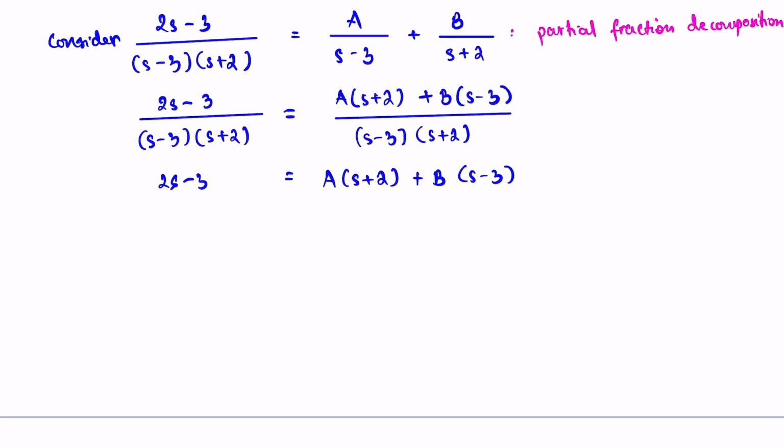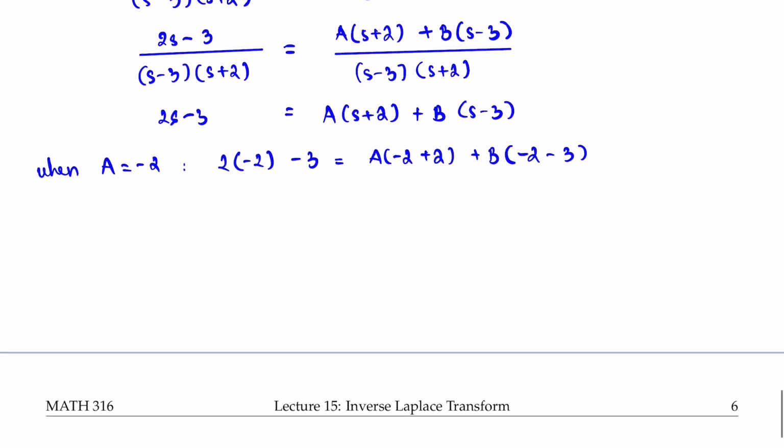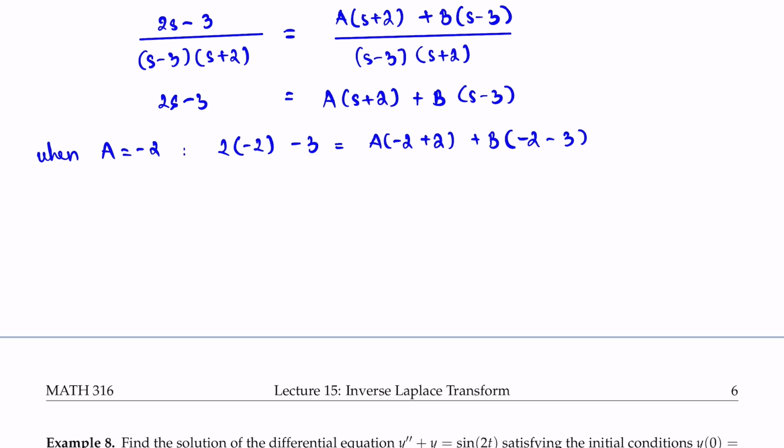So when s is equal to negative 2, you got 2 times negative 2 minus 3 equal to a times (negative 2 plus 2) plus b times (negative 2 minus 3). The left-hand side of this calculation is negative 7, equal to negative 5 times b, because this term is 0 already. And therefore, b is equal to 7 over 5.